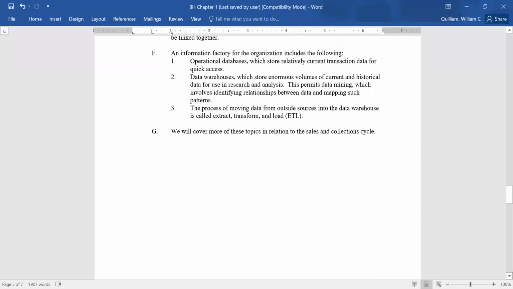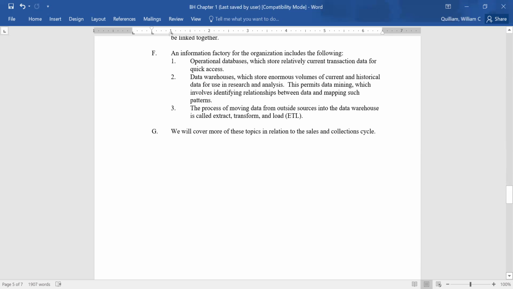Then E, an information factory for the organization includes the following. First of all, operational databases. They store relatively current transaction data for quick access. Then a data warehouse. That stores enormous volumes of current and historical data for use in research and analysis. And this permits data mining, which involves identifying relationships between data and mapping such patterns. So data warehouse is very, very useful for research. Vast amounts of data and usually historical data, whereas an operational database is smaller and much more current in general.